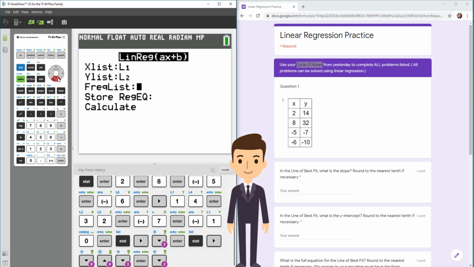And I'm going to go down here. This is just a good habit to get in, right? You want to go to store your regression equation.